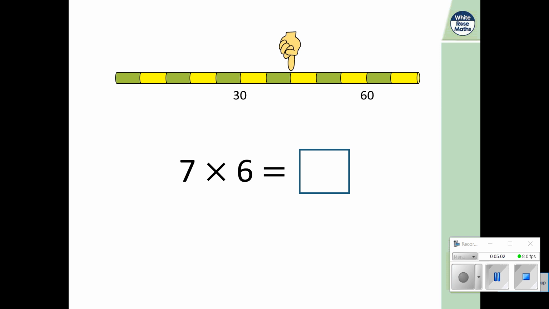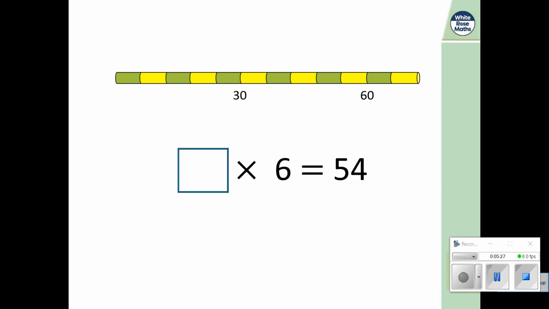So that's 7 times 6, where the finger is pointing. To work it out easily, I know that 5 sixes are 30, so I can use that point to count on from rather than going back to the beginning. 5 sixes are 30, 6 sixes are 36, and 7 sixes are 42. And that's our answer.